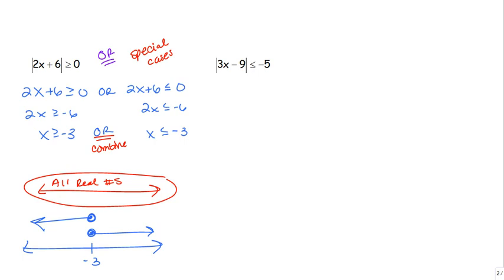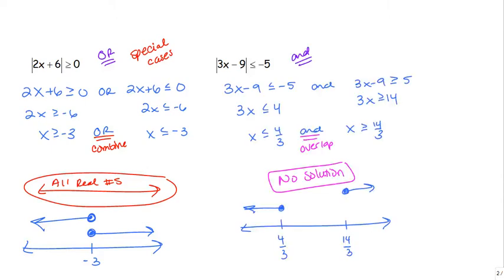With that being said, why don't you go ahead and press pause and try the last one all on your own. When you're done, press play and check your work. Okay, the first thing that you should have done is realize that this is an and problem because we have less than or equal to negative 5. We set up the first inequality the same way, dropping the absolute value bars. The second one, we switch the sign and we negate, so the negative 5 becomes a positive 5. Then we go ahead and solve.